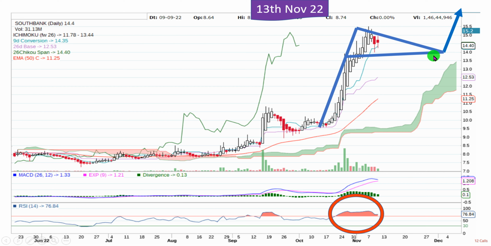This upside should be similar to this point, which is around 5 rupees. So from 14 rupees we expect a 5 rupee movement, which is around 19 rupees. So from 14 rupees we still see a nearly 30-35% upside.